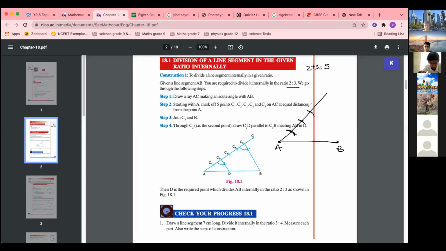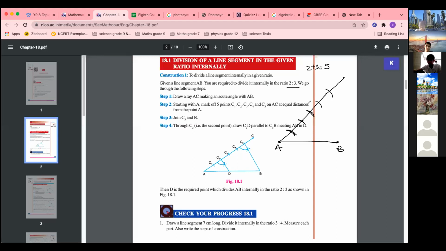On this acute line, we have to make 5 marks. So 1, 2, 3, because it is 5. Then from here, 4, and here 5. So 1, 2, 3, 4, 5 marks are there. The last 5th one and B point, you will join using a scale and pencil. In the book, they have written C1, C2, C3, C4, C5.